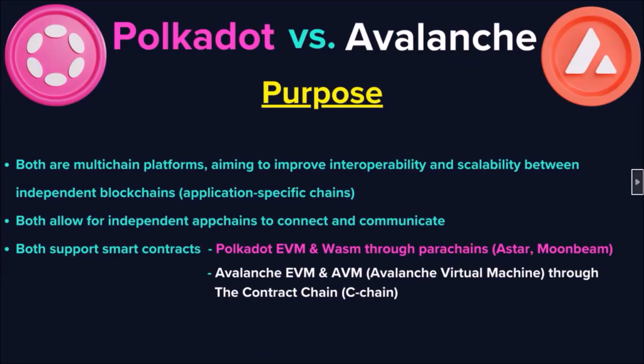Both Polkadot and Avalanche serve as multi-chain platforms that aim to improve interoperability between independent chains and solve the scalability problem in the Web3 space. So both protocols allow for independent application-specific chains to connect and communicate. So in this sense, Polkadot and Avalanche are similar to Cosmos.